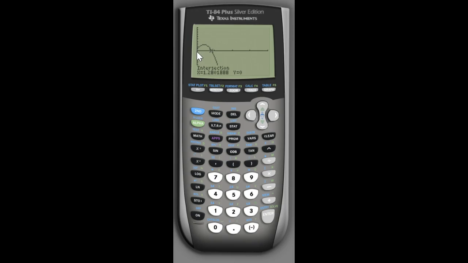Now, the one thing is that on this domain, there's no other point where that happens, so that happens to be the only solution to this equation on the domain of 0 to 2 pi.